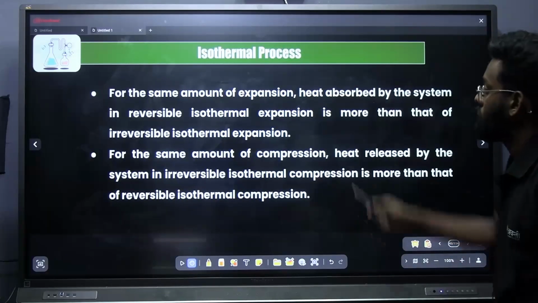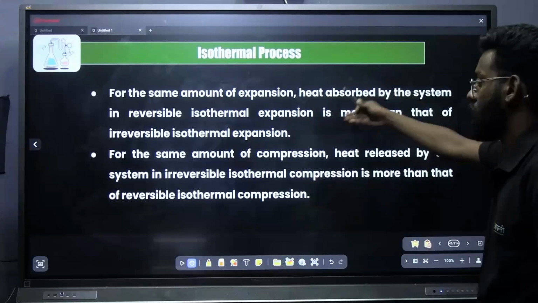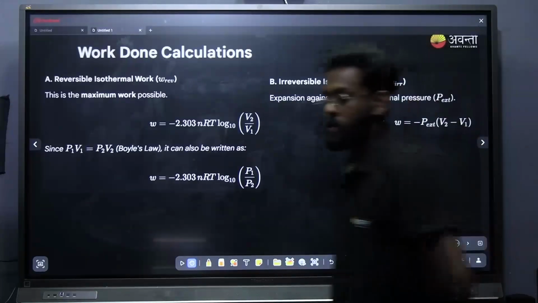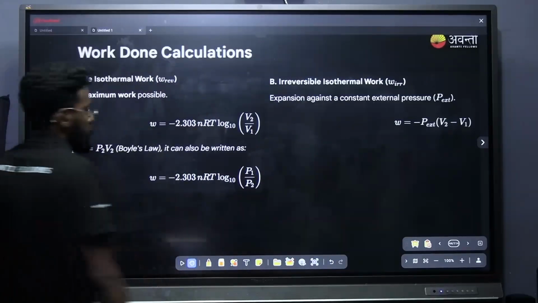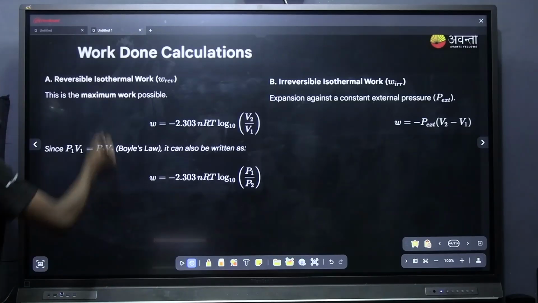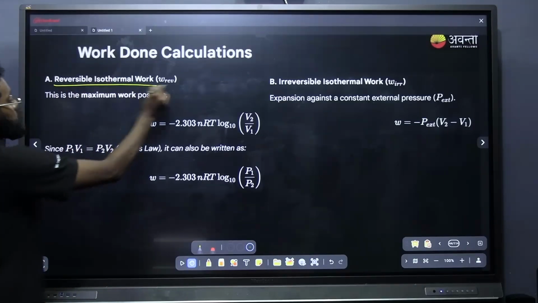Yes. The same thing I have written over here, you can refer to this slide. Now for the work done calculation. Now for isothermal process, work done. Just wait, one more point is there, after that you can leave. Work done calculation for reversible isothermal work.